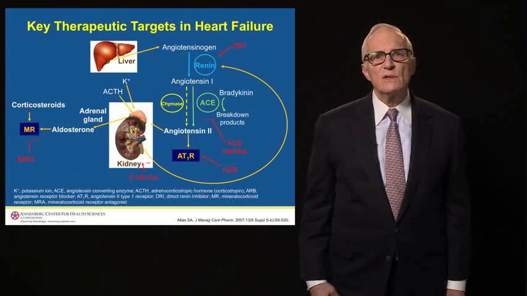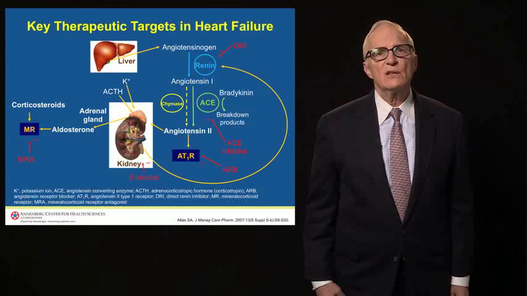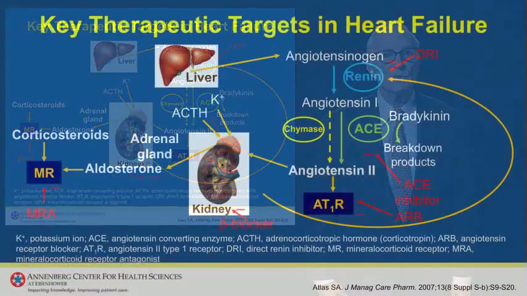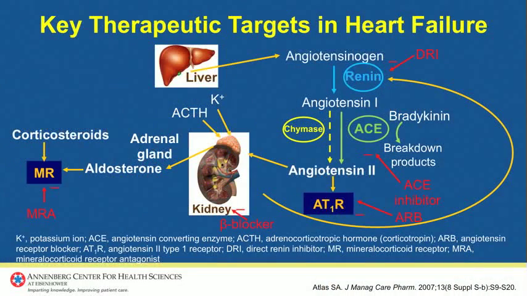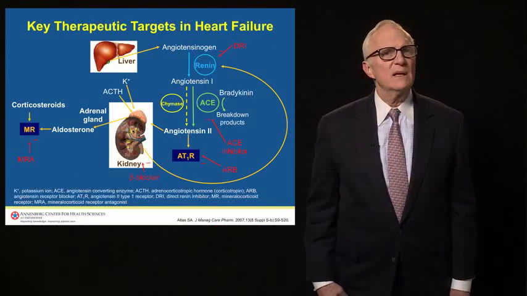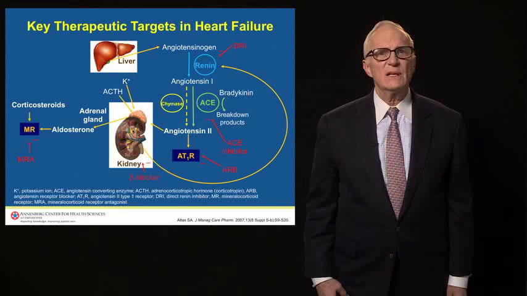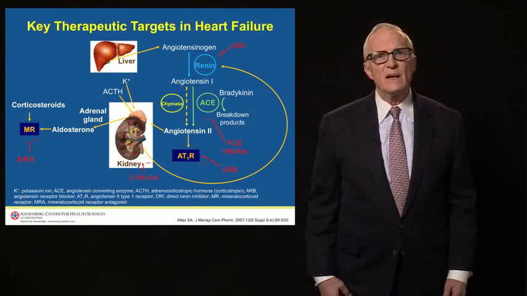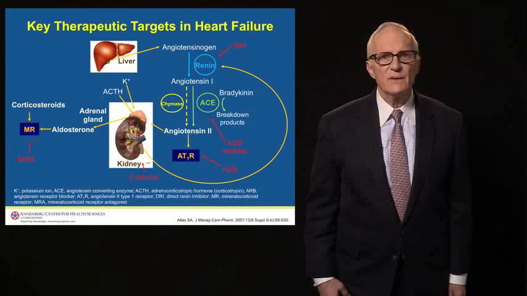Once angiotensin 2 is formed, it in turn stimulates the adrenal glands to release aldosterone. Aldosterone acts on the kidneys, specifically to cause sodium and water retention, which is part of the vicious cycle of heart failure. We now have mineralocorticoid receptor antagonists that can block the aldosterone, drugs like spironolactone. So we have many places at which we can impact on the renin-angiotensin-aldosterone system, potentially benefiting patients with heart failure.